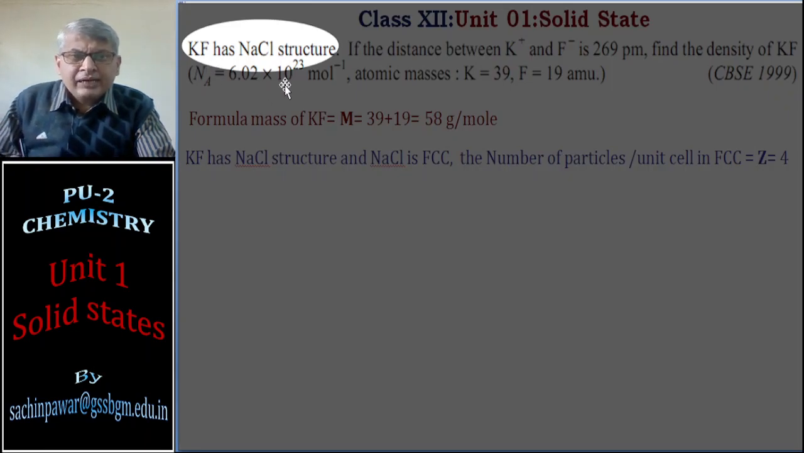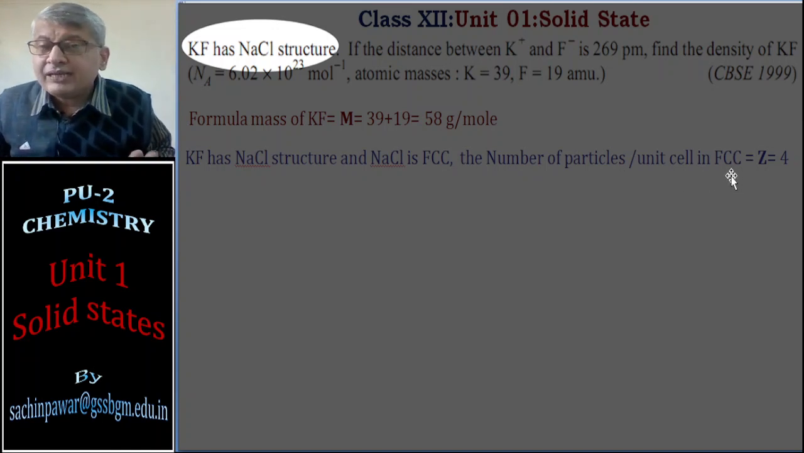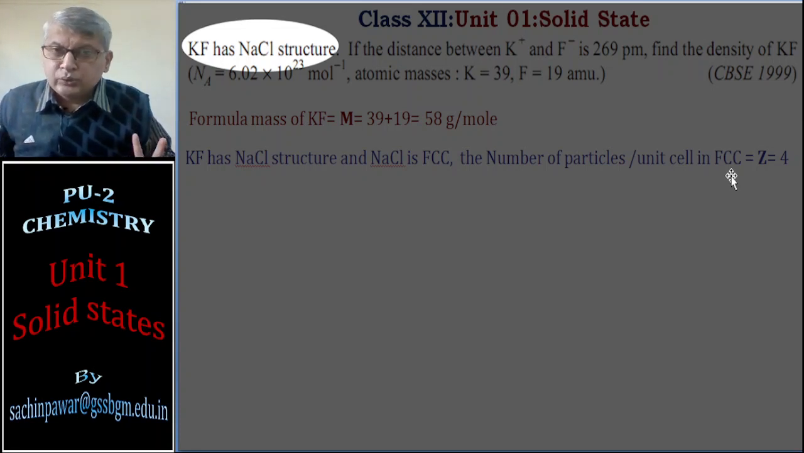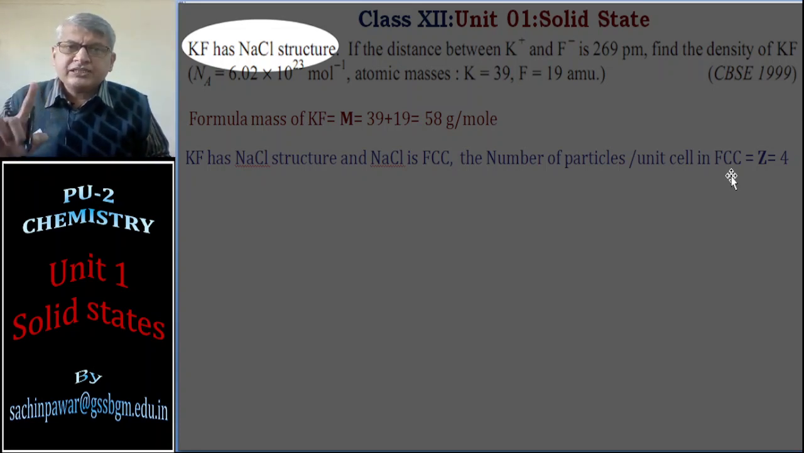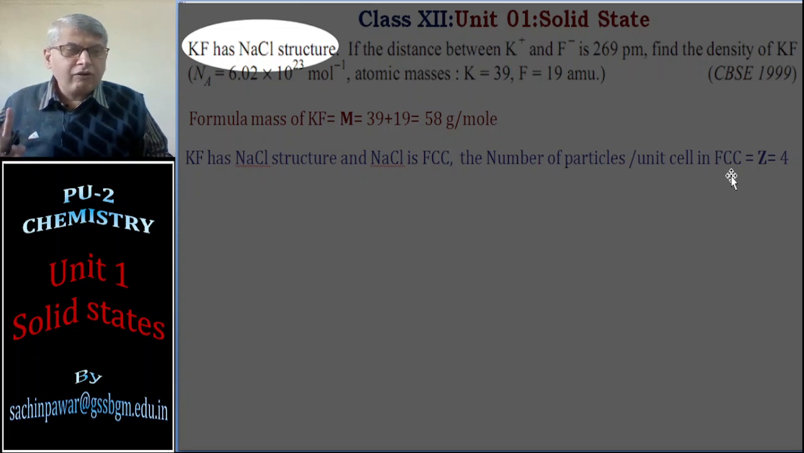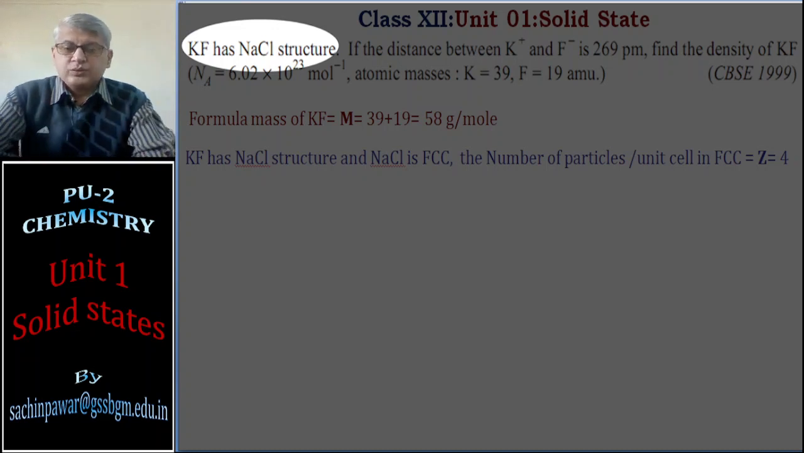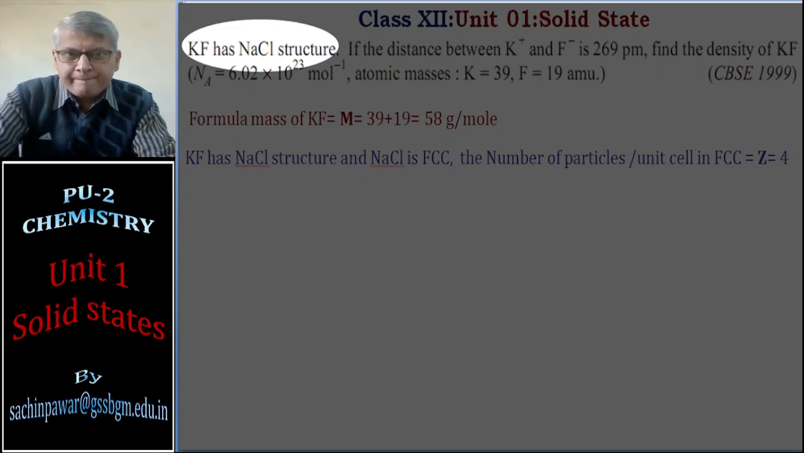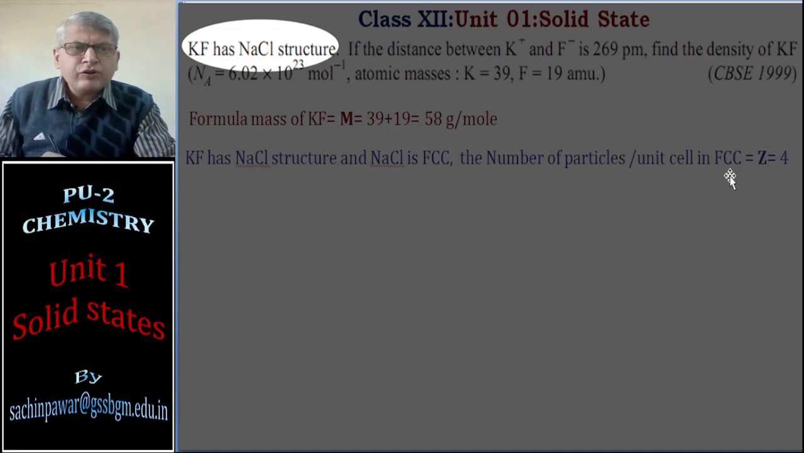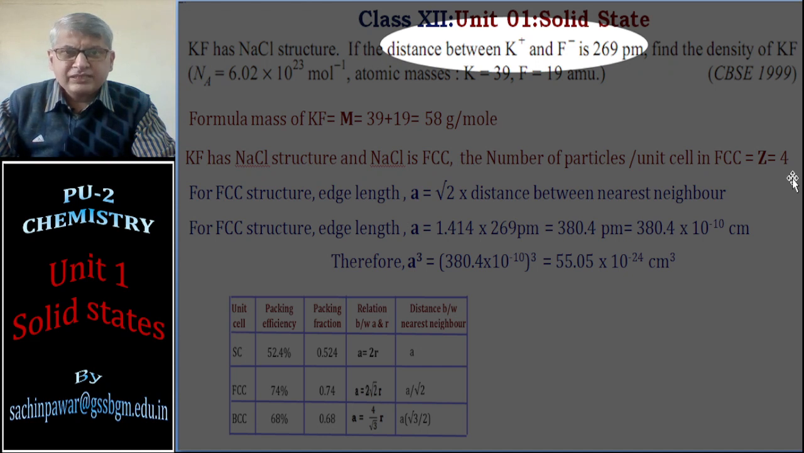KF is NaCl, therefore it is an FCC, therefore the number of particles per unit cell in FCC is, you know, 4. Number of particles present in BCC is 2. Number of particles per unit cell in simple cube is 1, that we have already derived. So KF is NaCl, therefore it is FCC, therefore Z is equal to 4. We have got Z and we have got M.